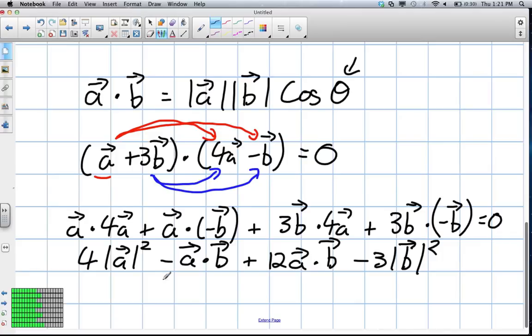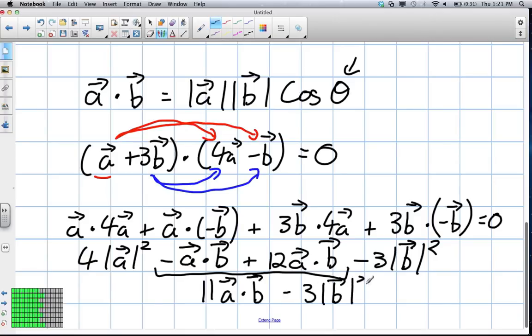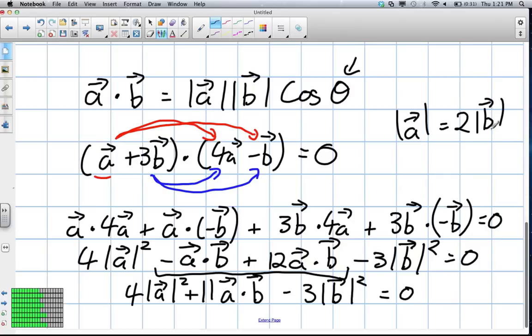So what we're going to do is plug in, or sorry, first we'll simplify what's in the middle here because these are like terms. This becomes 11 AB. This is 3 B squared, still all equal to 0. And this one is 4 absolute value of A, plus 11. We're going to replace, because the question said the absolute value of A is equal to 2 times the absolute value of B, the A's in this equation with what we have here, essentially 2B.